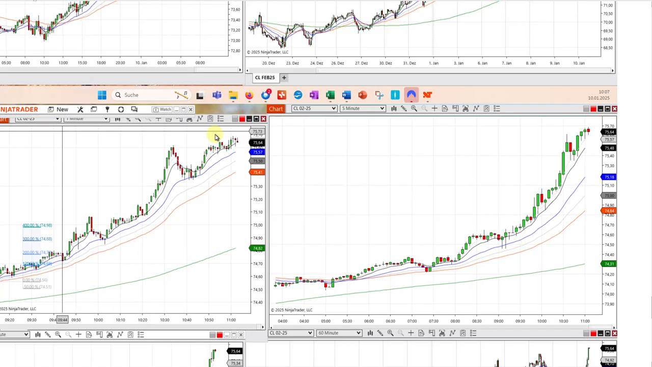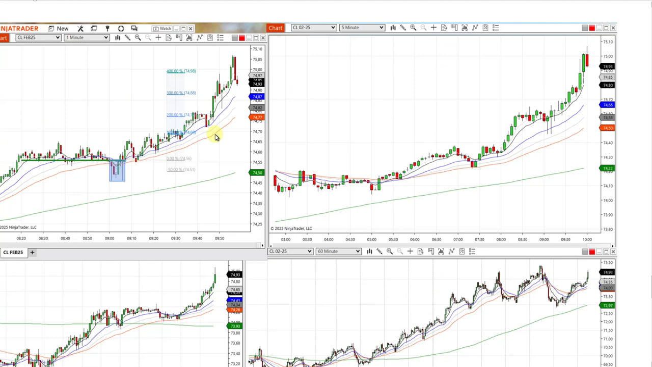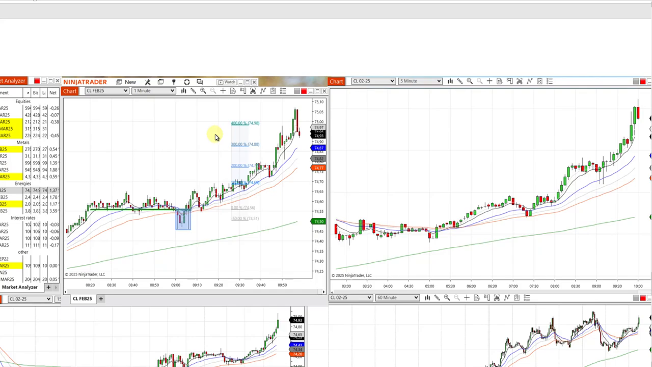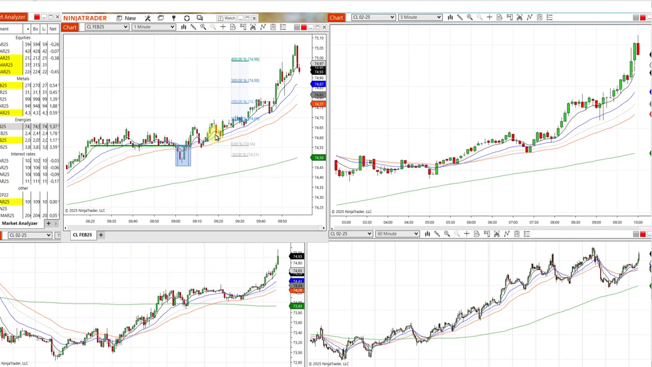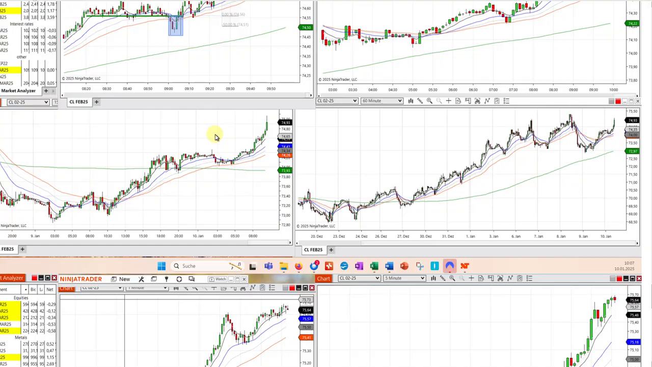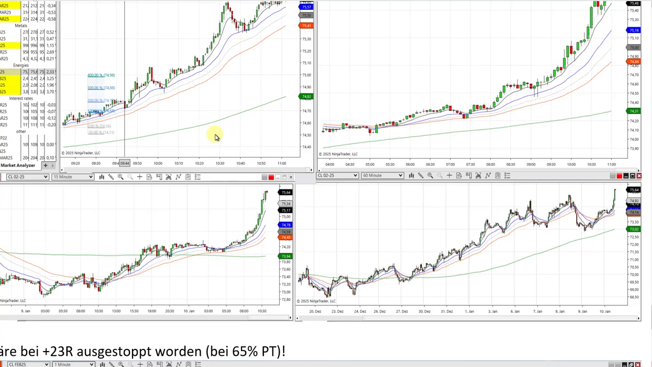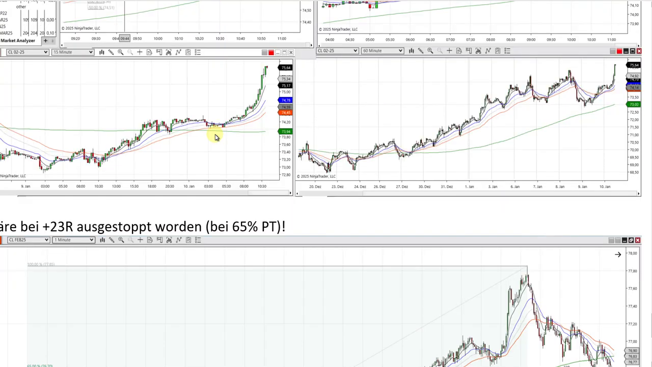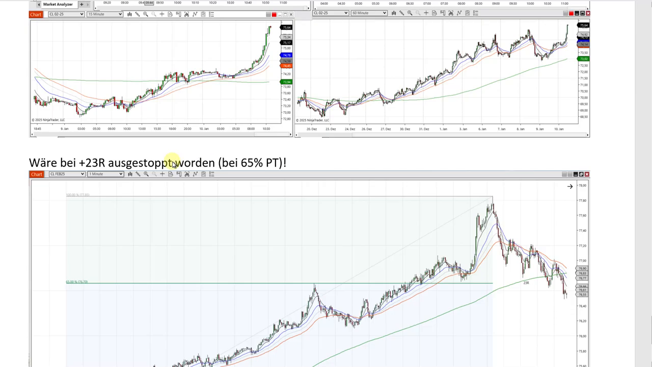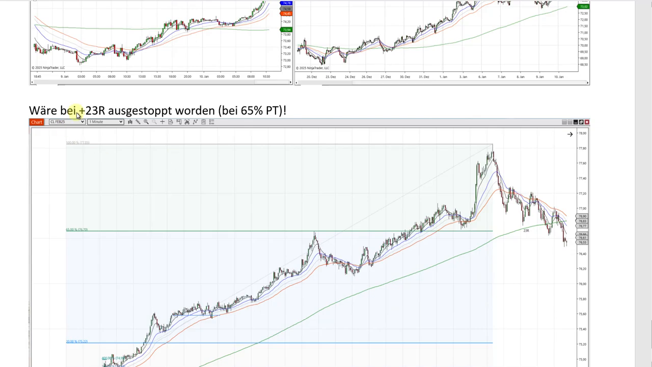And this trade was taken on. Well, not taken. He spotted it on a 1 minute. And you're basically riding the 60-minute chart on a 1 minute pattern. Well, he didn't take that, but let's see. He writes here in German, this would have been stopped out as a 23R multiple if he had taken it.